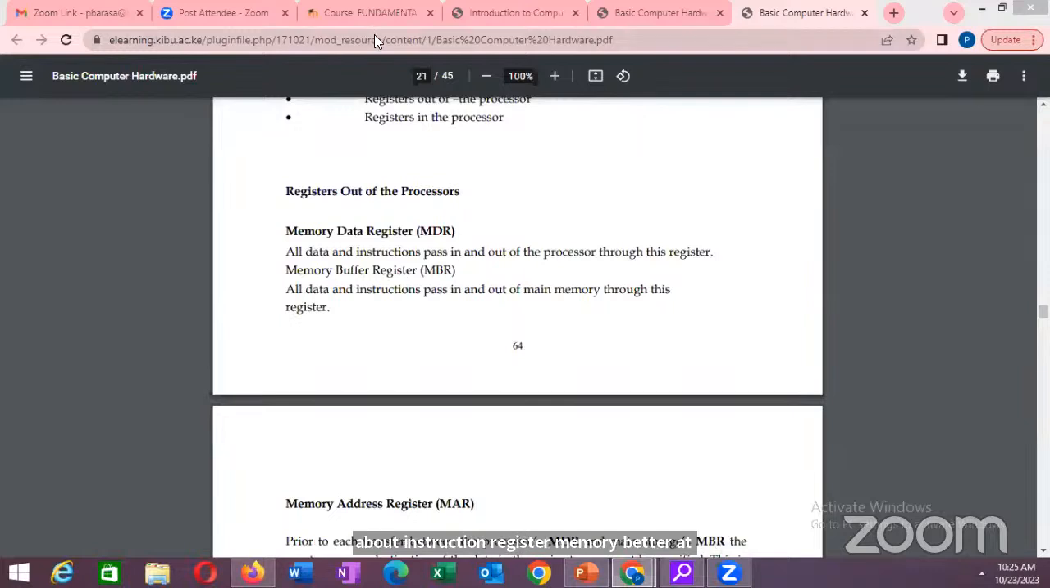So let's continue. There are registers out of the processor, and here we have the memory data register. All data and instructions pass in and out of the processor through this register. Then we have the memory buffer register. All data and instructions pass in and out of the memory through this register.